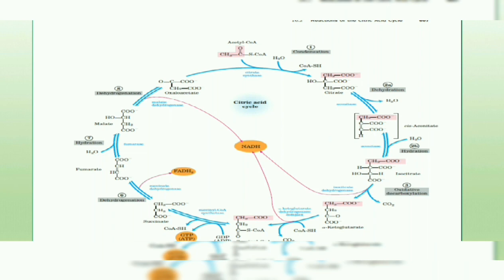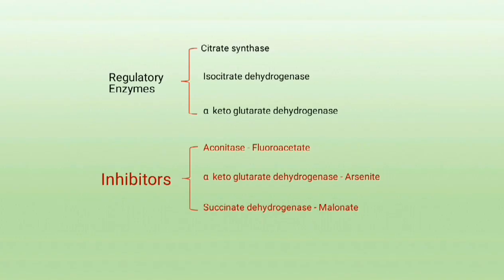And the orange color circles give out the molecules which are going to produce energy, that is in the form of NADH, FADH2 and GTP.